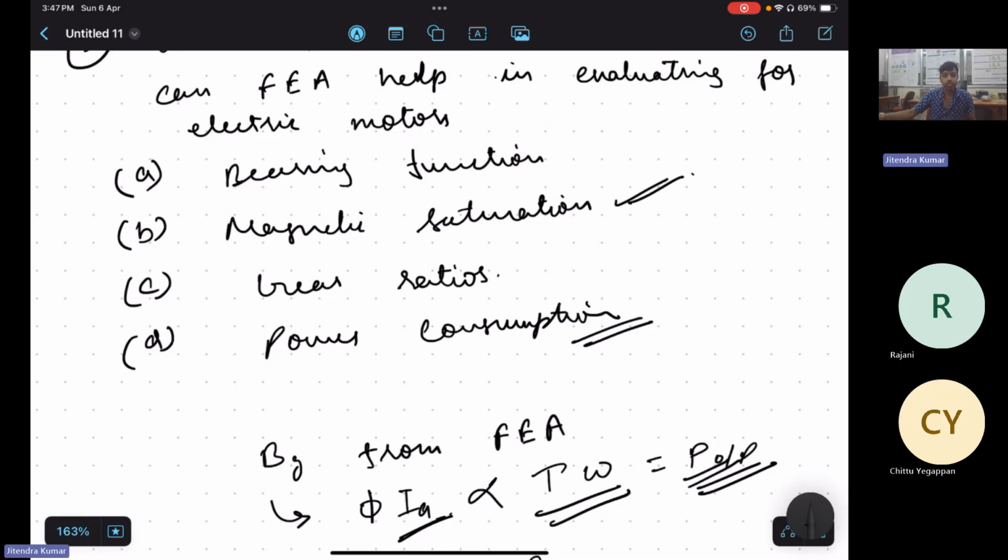Yes, sir. Right. What about gear ratios? Sir, gear ratio is not required in our software. No, it is in some other software. Right. And gear ratio is also a part of the mechanical transmission system, and for that FEA is not required. FEA is required after you know the gear ratio, for the analysis of mechanical stress or something else, or thermal analysis. So option C of gear ratio could be discarded easily. Now what is bearing function?